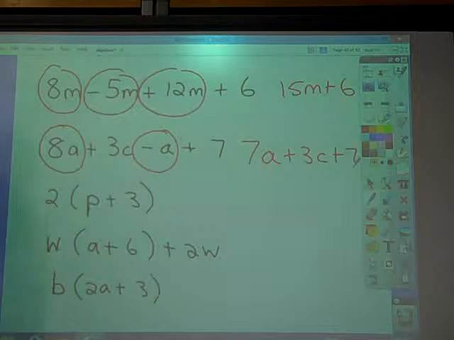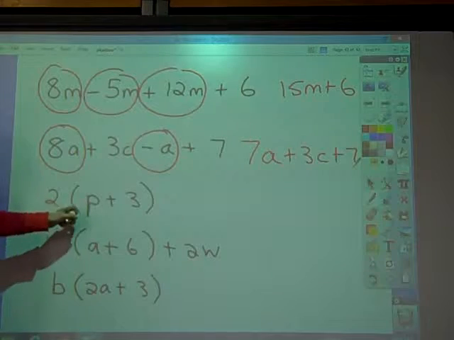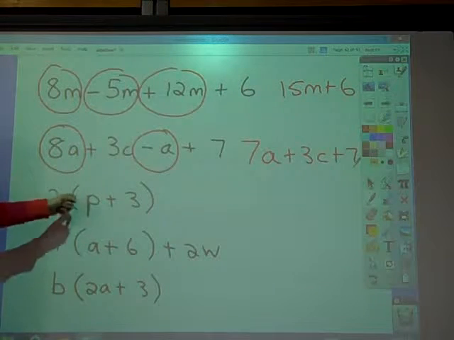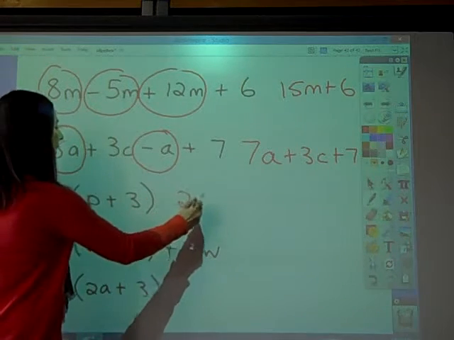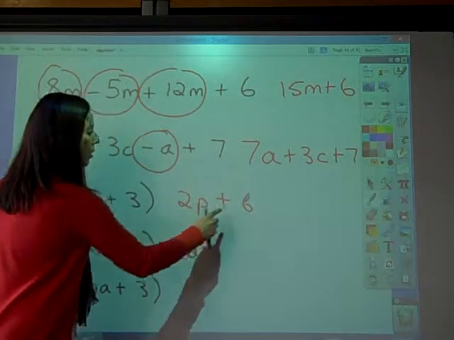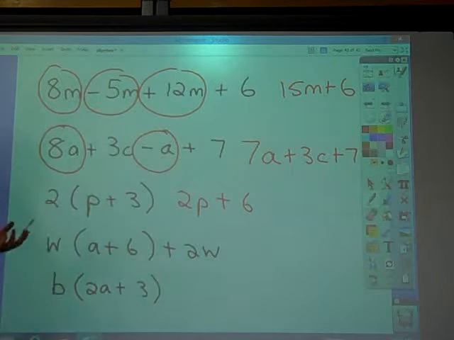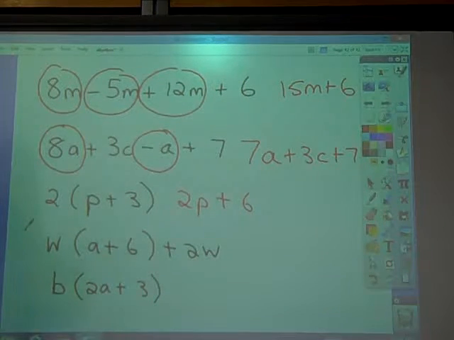Now the next question is looking at distributive law, which means you multiply everything outside by everything inside. So 2 multiplied by P gives me 2P. 2 multiplied by 3 gives me 6. Are those two like terms? No, they're not, because that one has a P and that one doesn't, so that is your answer. You can't go any further. Let's look at the next question.